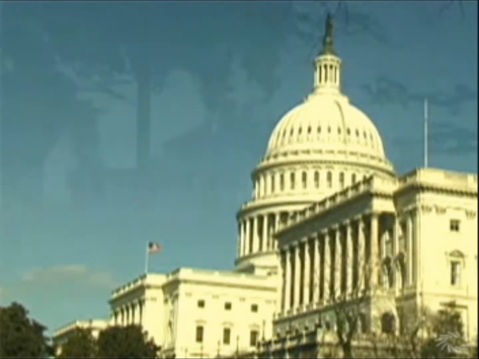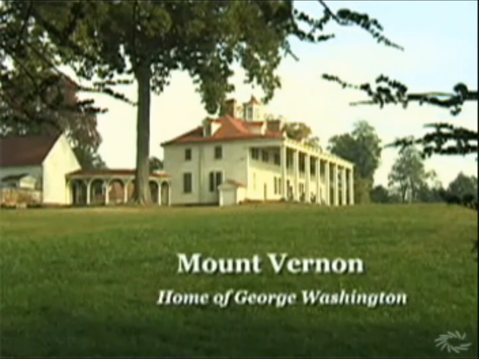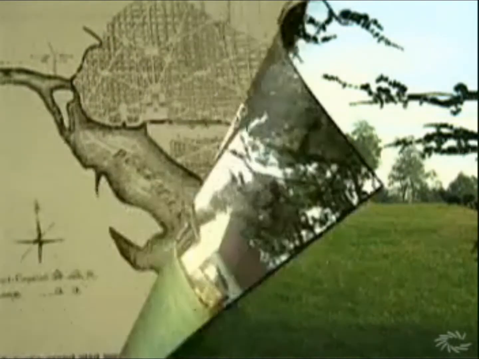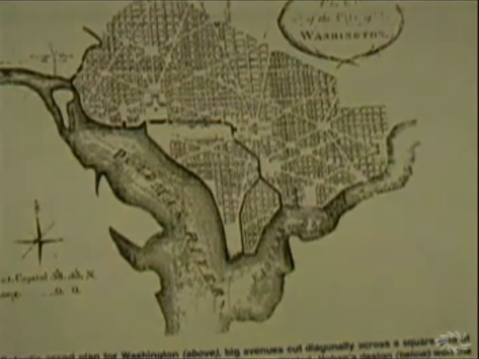Interestingly, the spot he chose was just a few miles upstream from his home at Mount Vernon. Once the site had been chosen, a French engineer was hired to design the layout of the new city, which was to be based on a distinctive system of radiating boulevards.